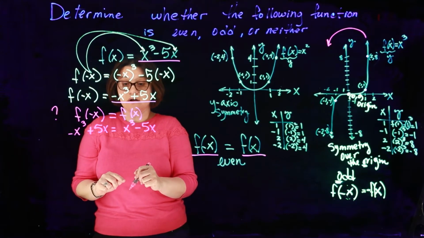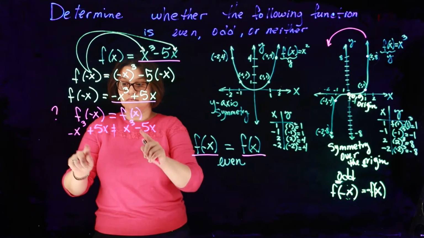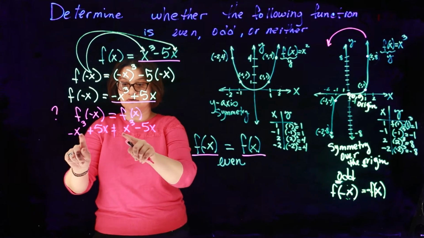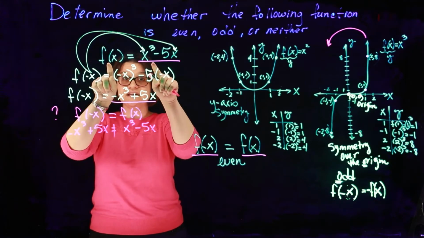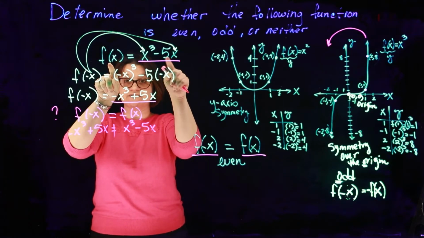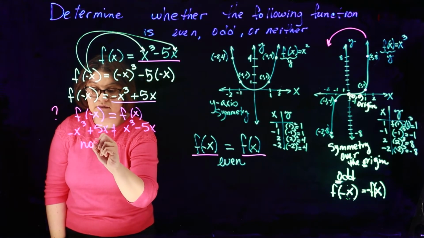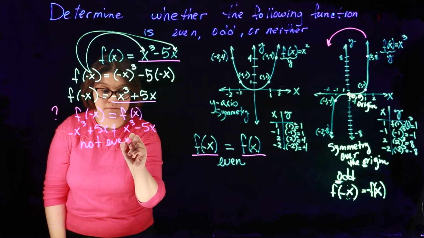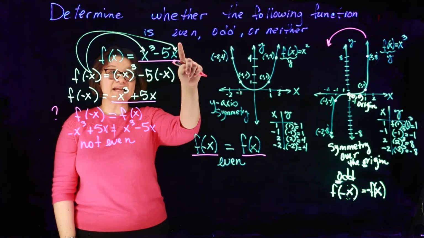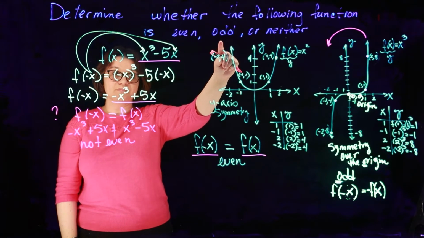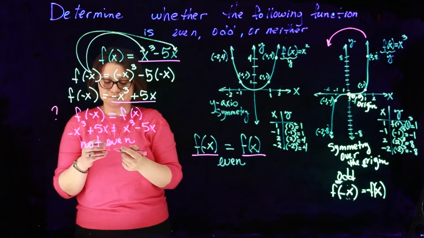No, they're not. They're completely opposite, you see? They're not the same. So that means that this blue function, x cubed minus 5x, is not even. It's not an even function. All right? If it's not even, it could be odd. Let's see if it's odd.